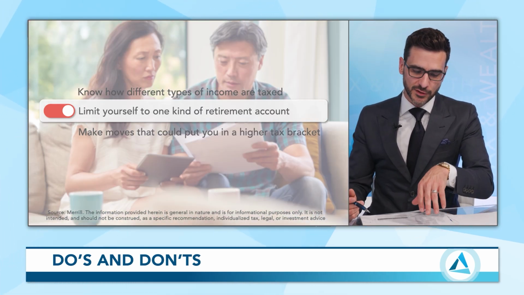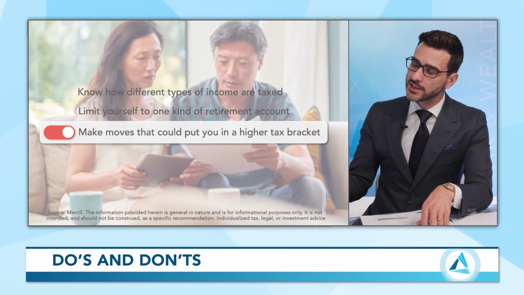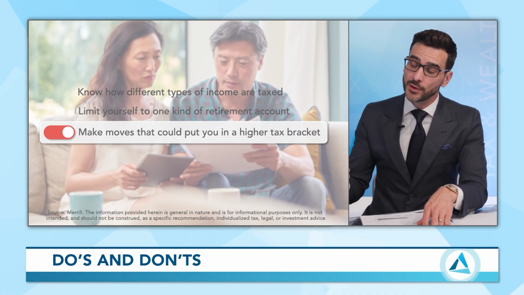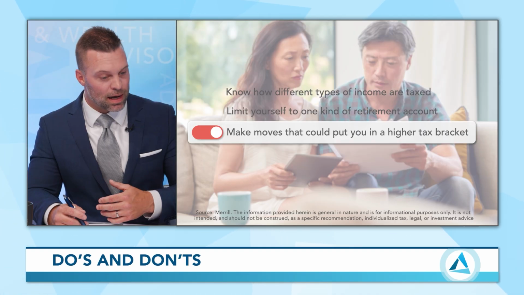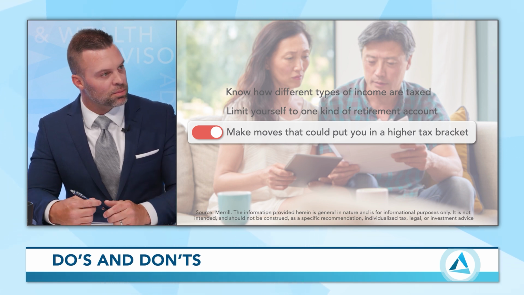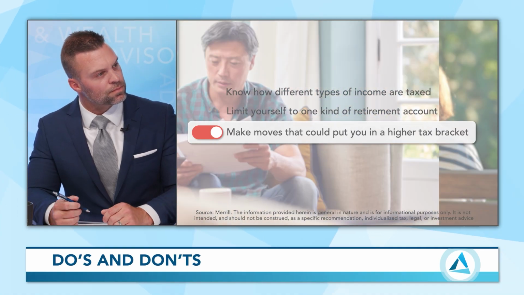Okay, how about another don't? Don't make moves that could put you into a higher tax bracket. For example, people might need a car or they want to go on vacation. Where are you going to pull that money from? Right, evaluate those options. If you're looking at Roth conversions, if you're looking at IRMAA, a lot of tax implications from having that diversified asset base. Yep.